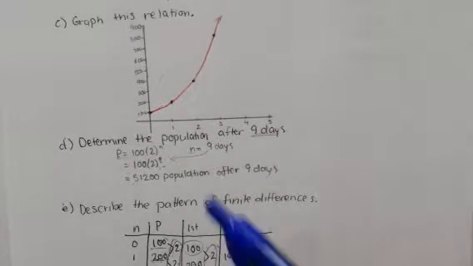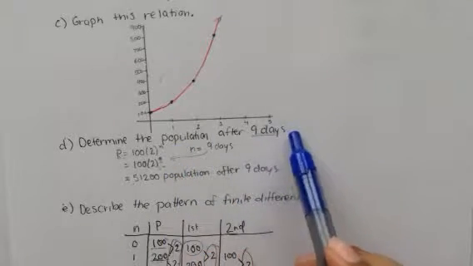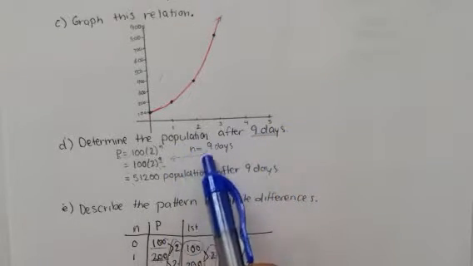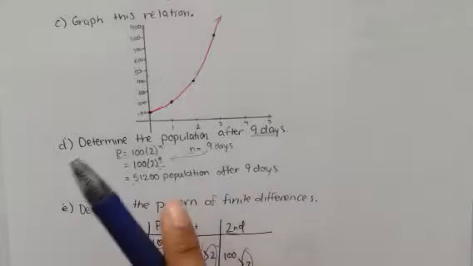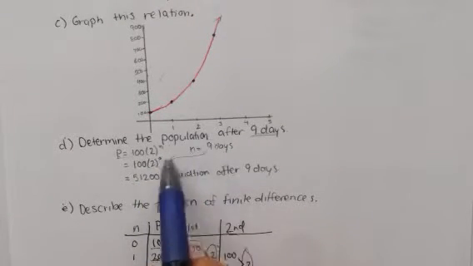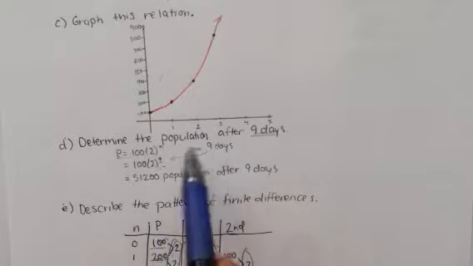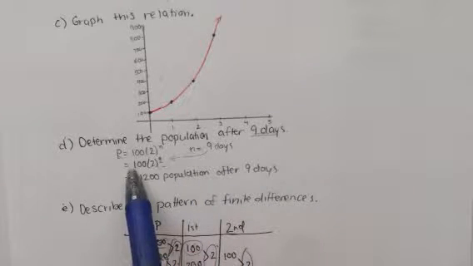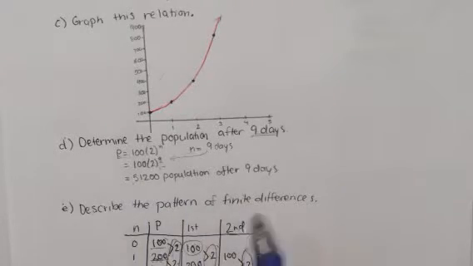It says in D, determine the population after 9 days. So 9 days in this case would be n. We already have the equation, so it's P is equal to 100 times 2 to the power of n. You just sub in 9 as n to get 100 times 2 to the power of 9. If you put that into your calculator, you get 51,200 as a population.